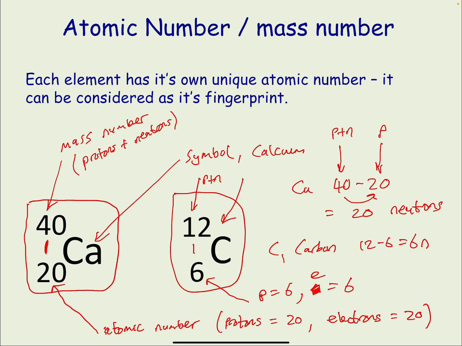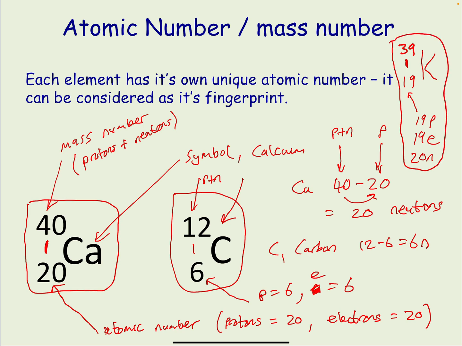Just be careful, it will not always be 6, 6, 6, 20, 20, 20. There are some elements where that number will not always be the same for the 3. Just be careful with that. I'll give you a quick example. Potassium has got the symbol K, and it has these two numbers here, 19 and 39. So it has 19 protons, 19 electrons, and then 39 take away 19 is 20 neutrons. So just be careful, they're not always the same number.